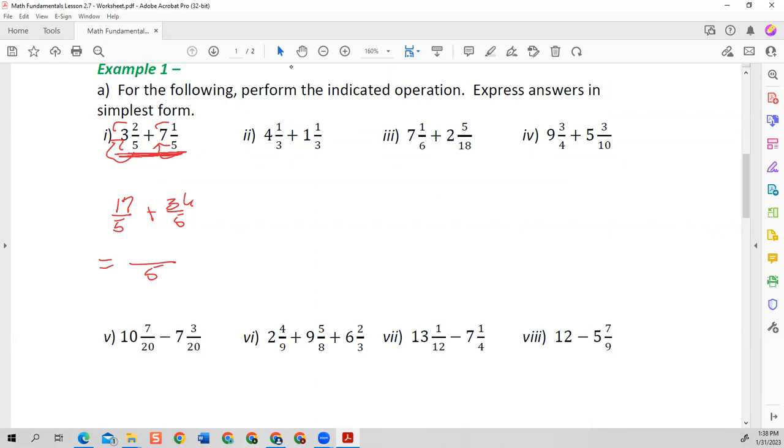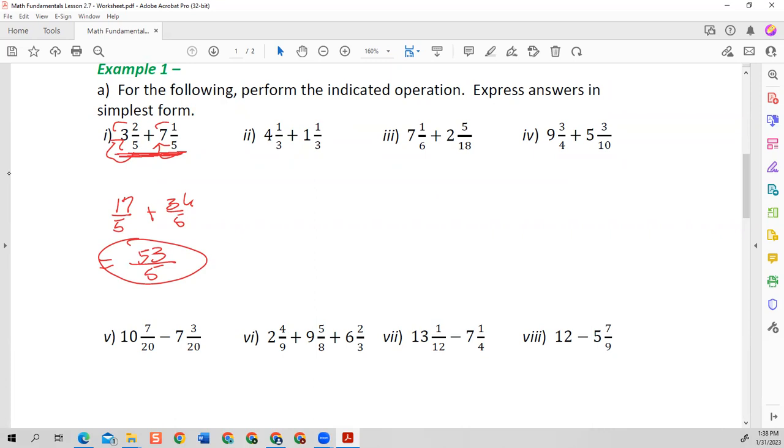So now I have 17 plus 36. And this doesn't reduce. It leaves me 53 fifths. It doesn't reduce, so that's my answer unless you're asked to put it back into a mixed number. So just make sure and read the directions.